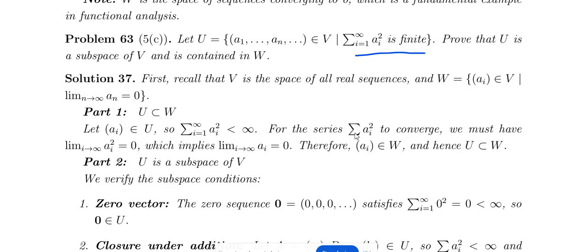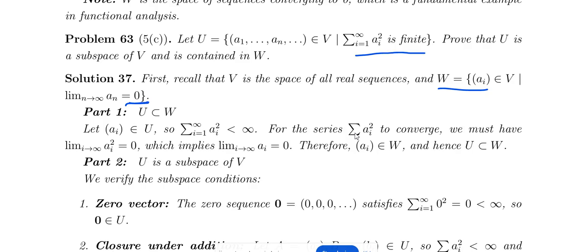Second question, okay. First question, the subspace proof, is very easy. So V is a vector space of all real sequences. W is the collection of sequences with limit as n tends to infinity of a_n equal to 0. So U is a subset of V. A is a sequence in U with the condition summation a_i squared less than infinity.